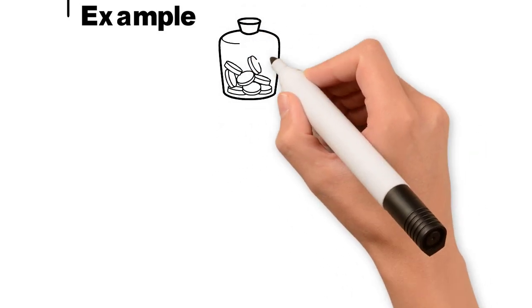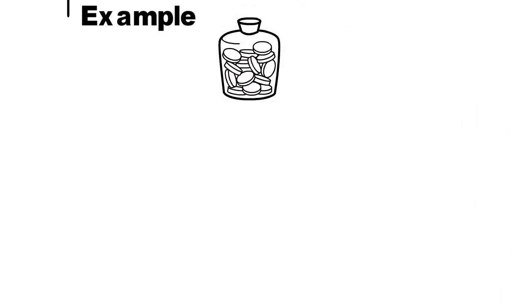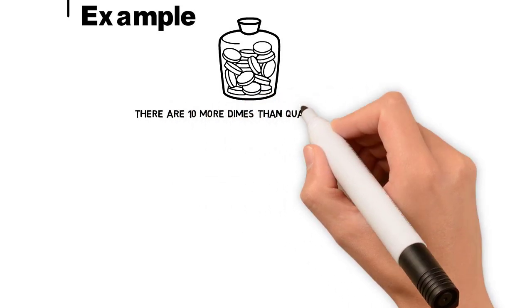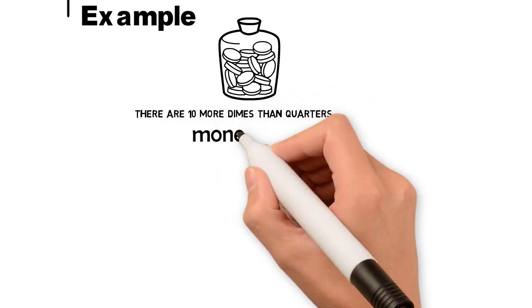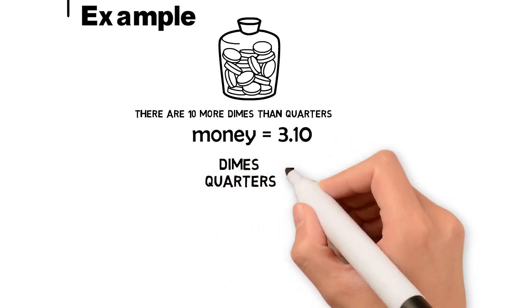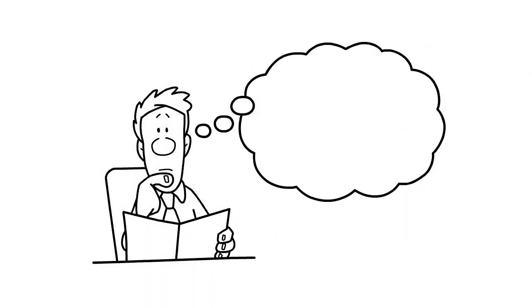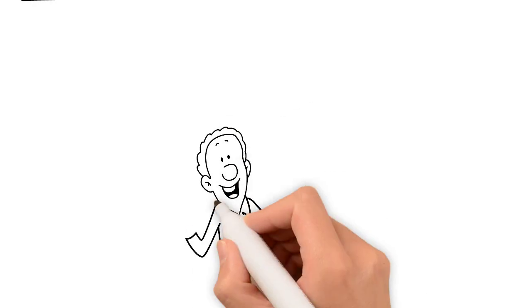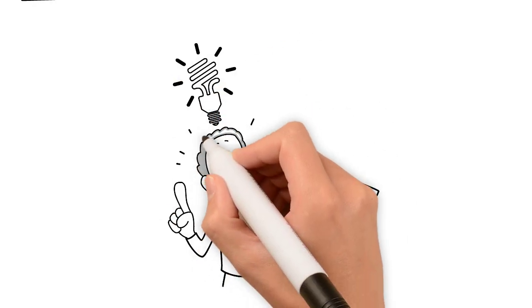Suppose that a container contains dimes and quarters. There are 10 more dimes than quarters, and the total amount of money is $3.10. Find out how many dimes and quarters are in the container. Of course, we can try solving this puzzle by brute force, just by guessing possible numbers and seeing if they work, but let's try something more creative and solve it algebraically.